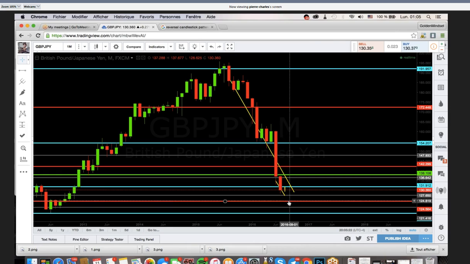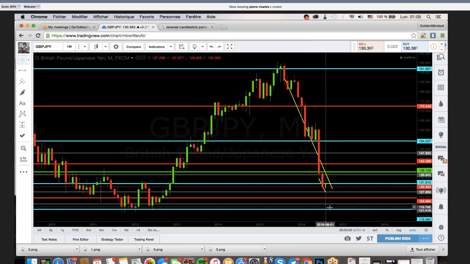Then it's gonna go back up a little bit, but then I'm expecting it to go to the 180 level, and then it should reverse. Even there, I'm pretty sure it's gonna go lower than that, maybe like 116, and then it will go back up. But at this level, I will be looking for a bullish pattern, not before that.